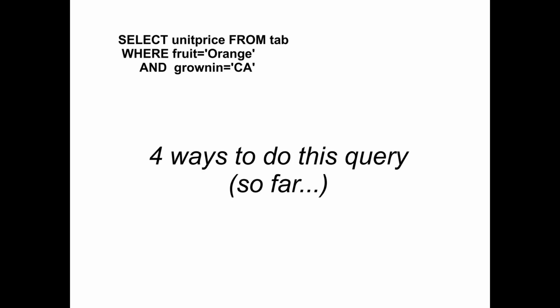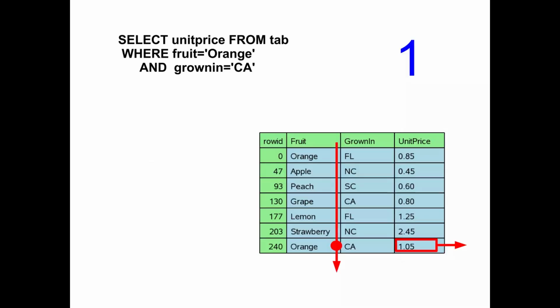Now, I've talked about 4 ways to get the answer on that one query so far. There are a few more coming up. Let's just do a quick review though. We can do a full table scan, which works great on a 7-entry table, but is a little bit slow on a 700 million entry table.